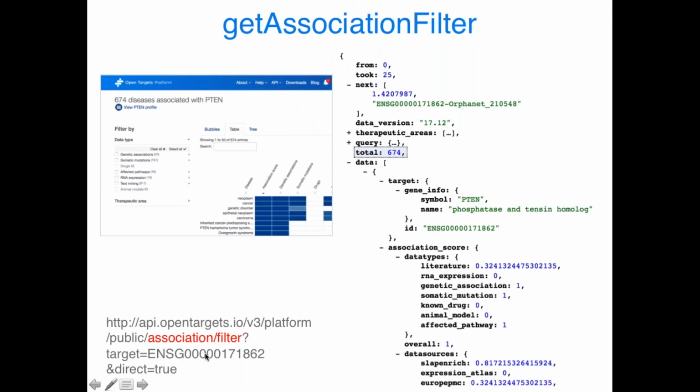And this is just an example to retrieve the associations for this gene. And I want to focus in this case on the associations that are based on direct evidence. So I use the filter direct equals true.